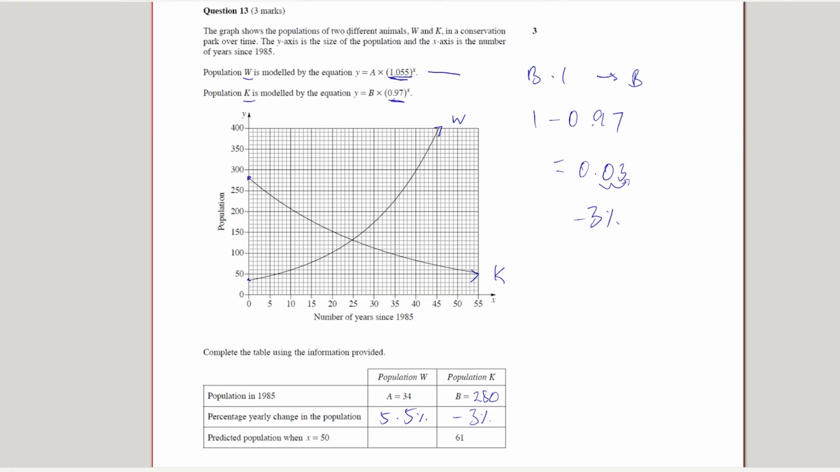Alright, so now let's have a look at predicted population when x equals 50. Use the actual function for W. y equals A, which is 34, times 1.055 to the power of 50. Just plug it in, and you should get about 494. Yeah, so 494, rounding it off to the nearest whole number.